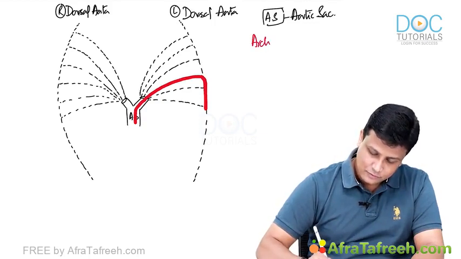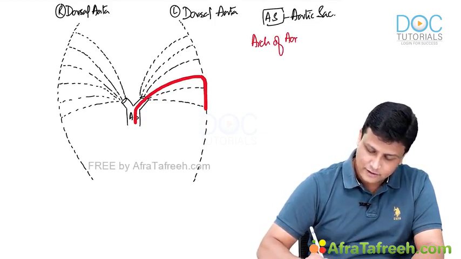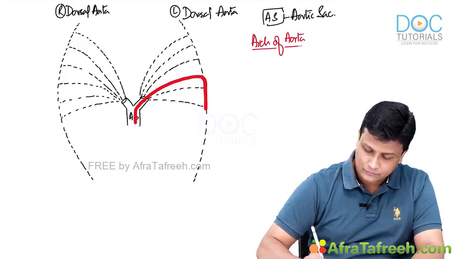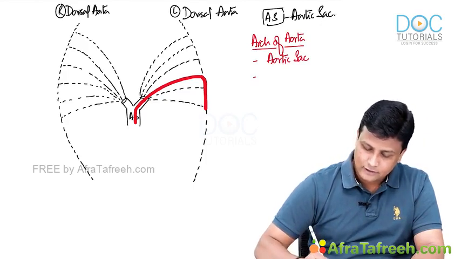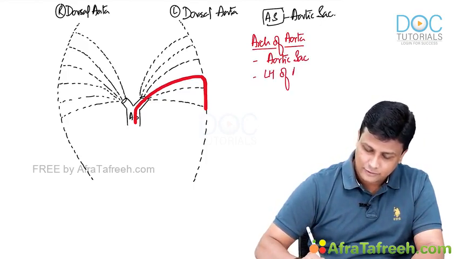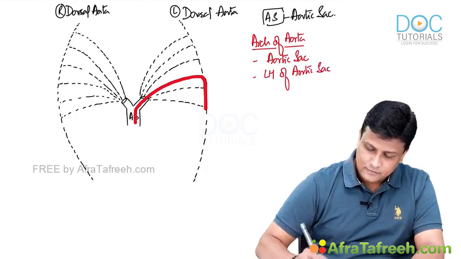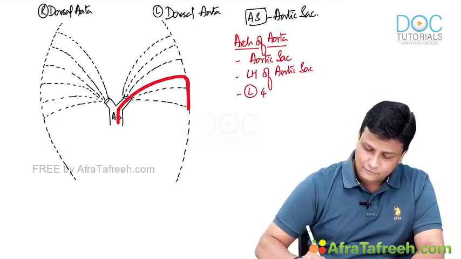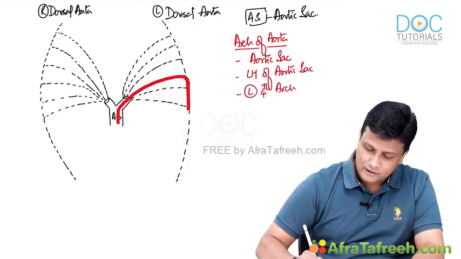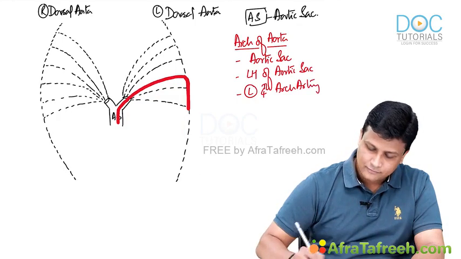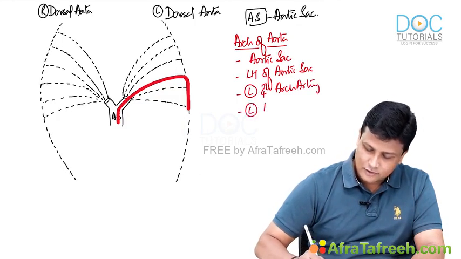Arch of aorta will be derived from where? Number 1, it is derived from the aortic sac itself, along with the left horn of the aortic sac, and even the left fourth arch artery, and then the left dorsal aorta.